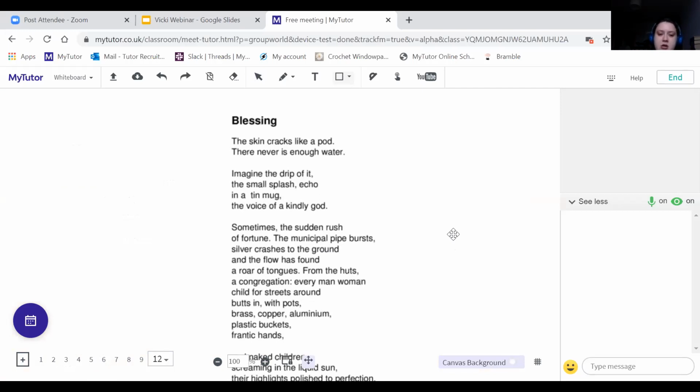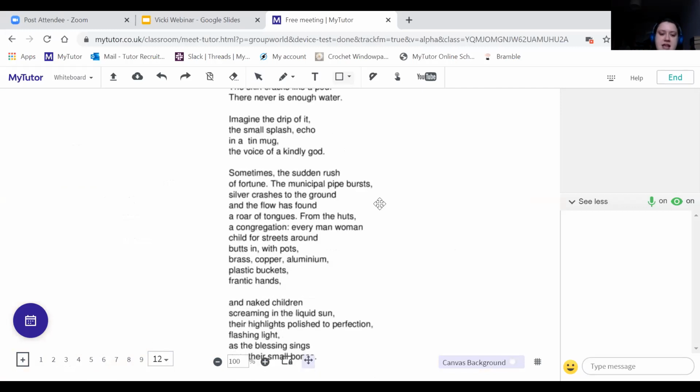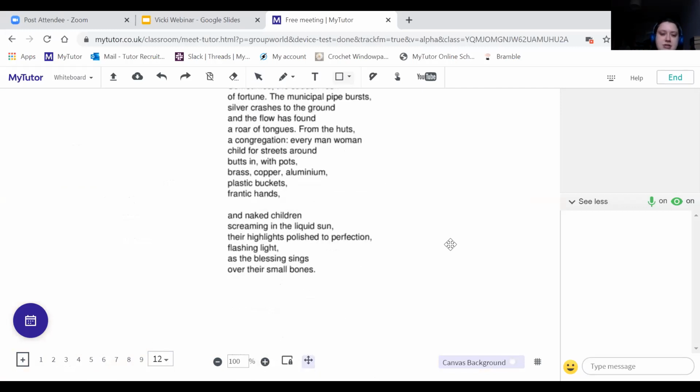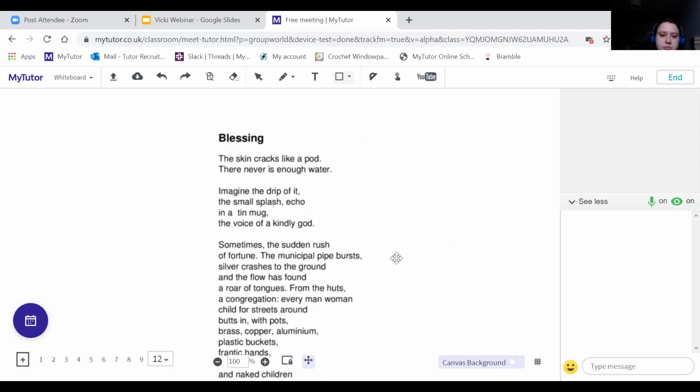From the huts, a congregation, every man, woman, child, for streets around butts in, with pots, brass, copper, aluminium, plastic buckets, frantic hands. And naked children screaming in the liquid sun, their highlights polished to perfection. Flashing lights as the blessing sings over their small bones.